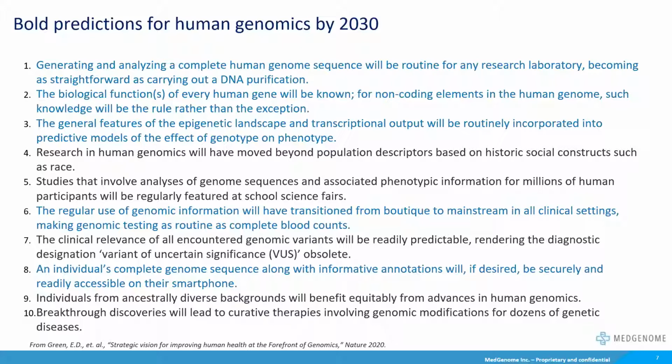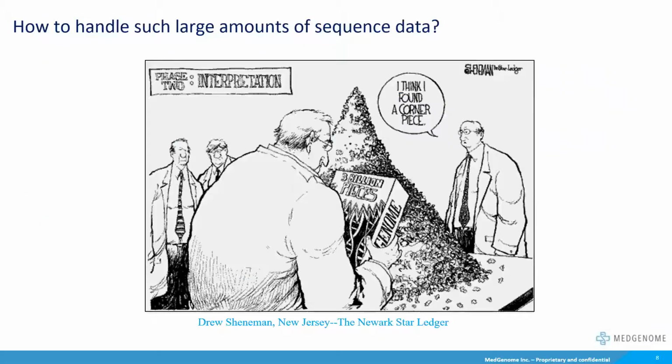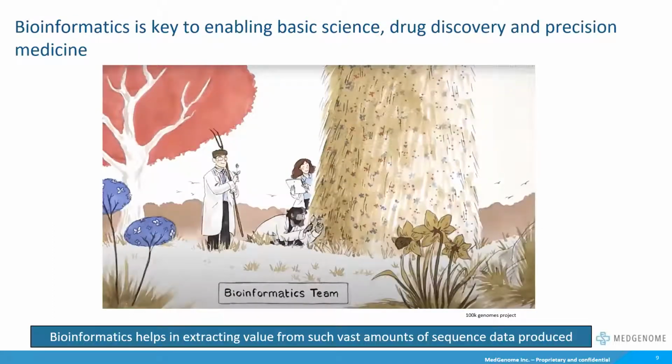Underlying this is the basic implication that data is going to be at a premium, and this data will require bioinformatics for the analysis as well as interpretation. So how do you handle such large amounts of genetic data? This is akin to Amazon delivering a 3 billion piece puzzle at your doorstep, and you being asked to, in fact, reconstruct the puzzle, which is the human genome. Bioinformaticians are key to enabling this.